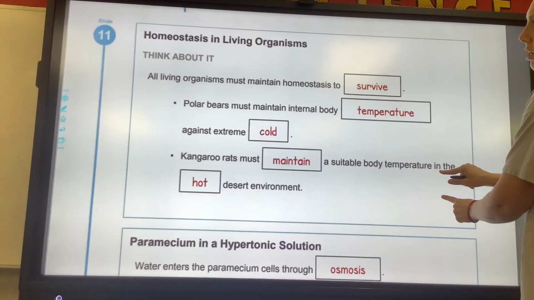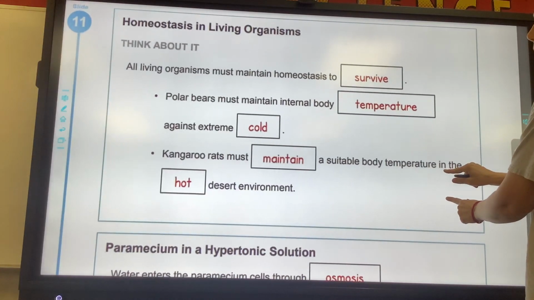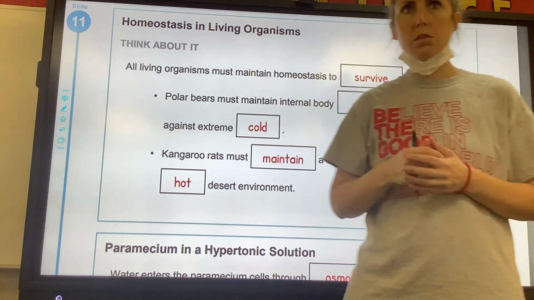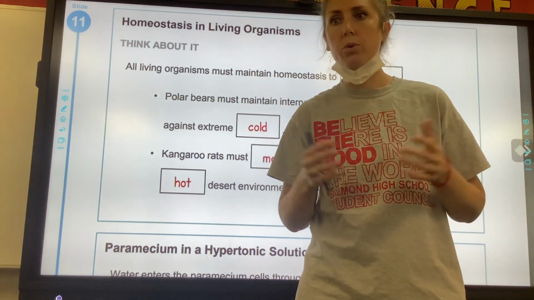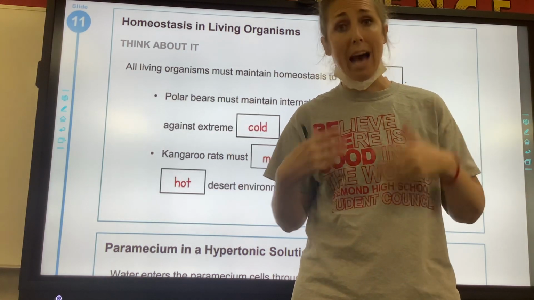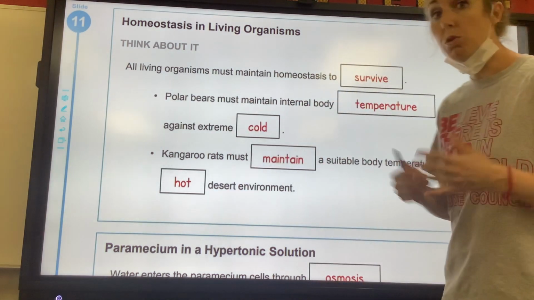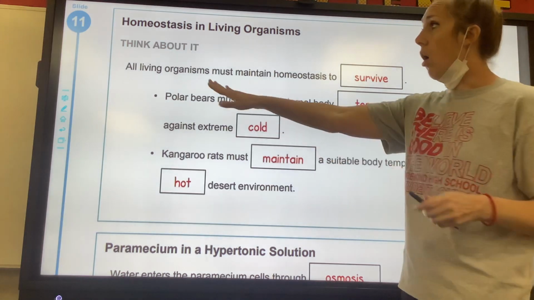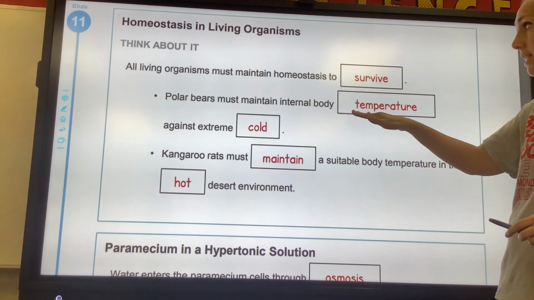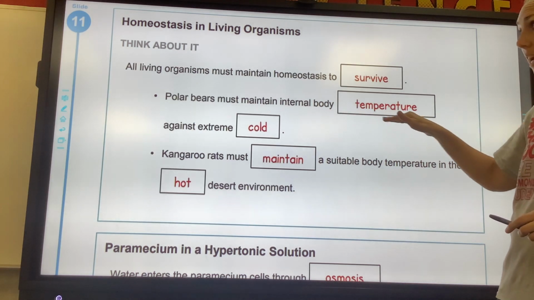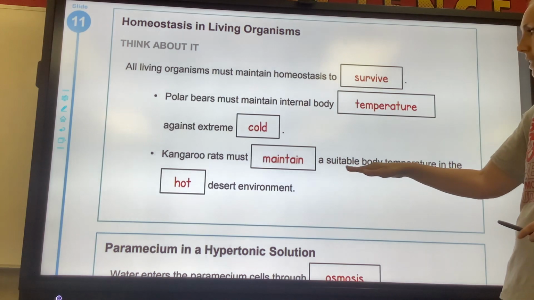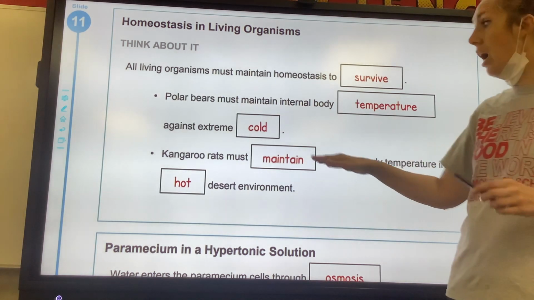Homeostasis, so this is talking about when we were talking about, I think, the polar bears and the kangaroos. So homeostasis in living organisms is basically how we adapt to live. Whatever's thrown at us in our environment, we adapt to maintain homeostasis. All living organisms must maintain homeostasis to survive. Polar bears must maintain a body temperature against the extreme cold. Kangaroo rats must maintain a suitable body temperature in the hot desert.